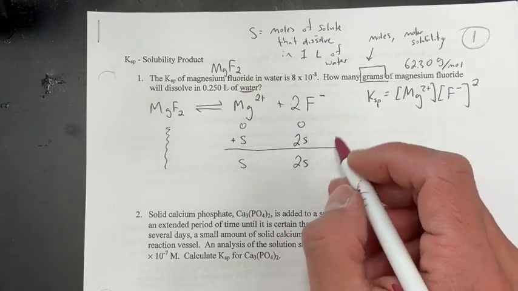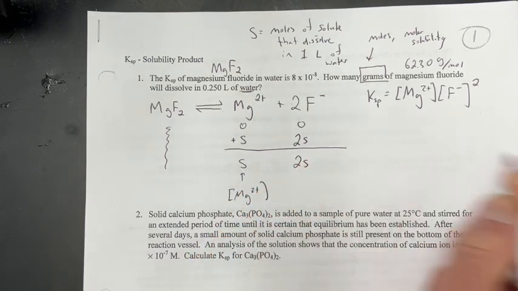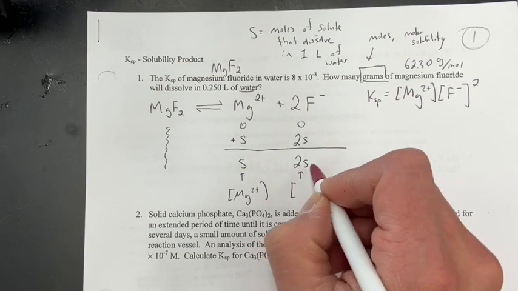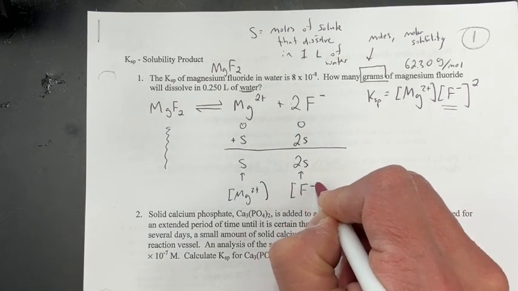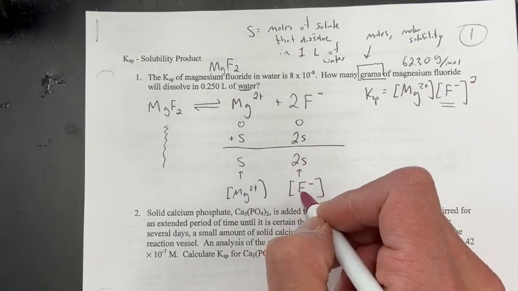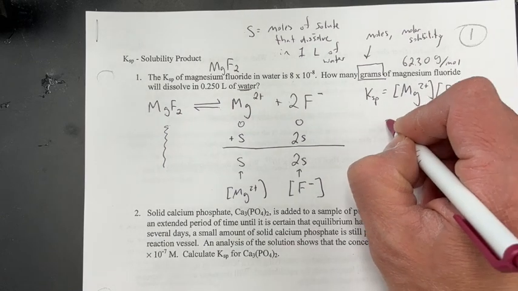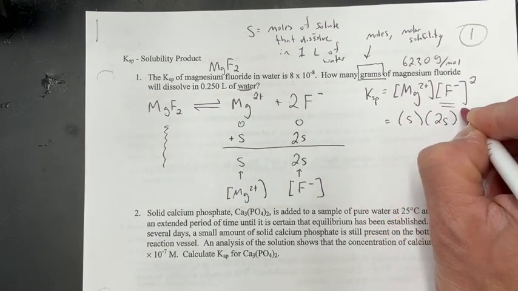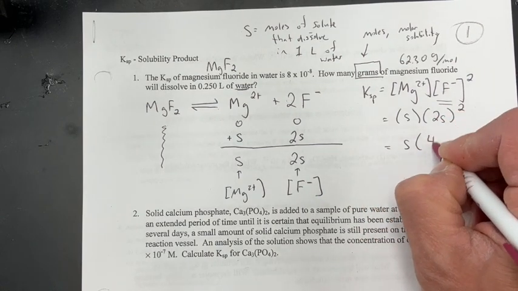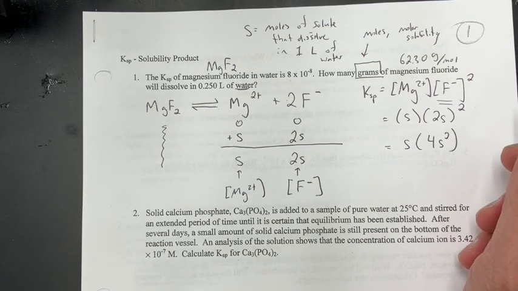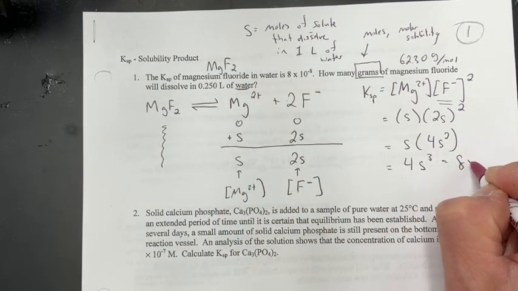And if I take this and plug them into here, this S is Mg2+. The 2S, because this coefficient is here, it seems a little funky, but 2S is actually the F negative ion concentration. So it's not 2F, it's just the concentration of F minus is going to be 2S. So when I plug this back into here, this is going to be S times 2S squared, which is S times 4S squared, so 2S times 2S is 4S squared. And so that's going to give me 4S cubed, which is equal to 8 times 10 to the minus 8.